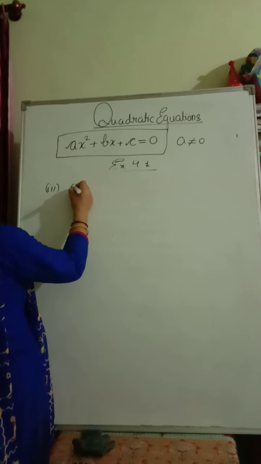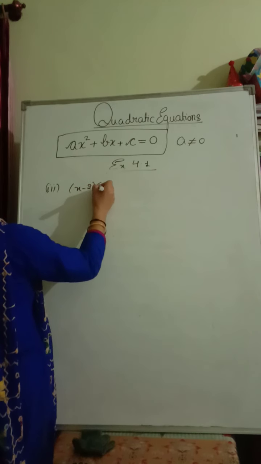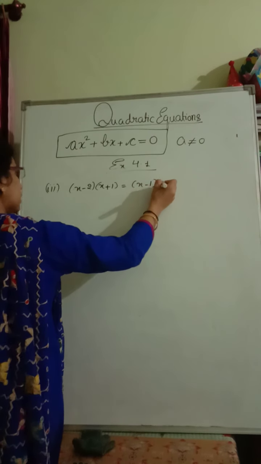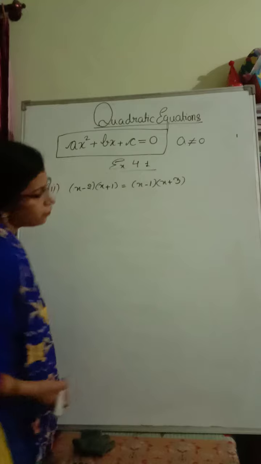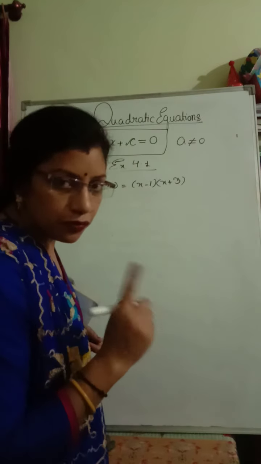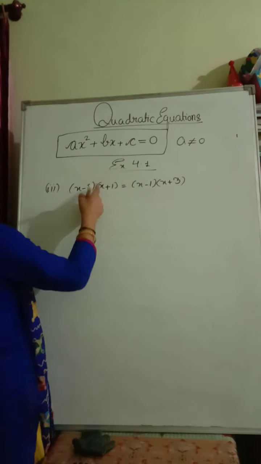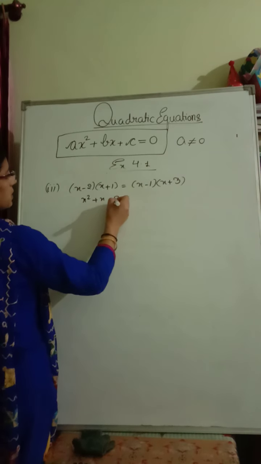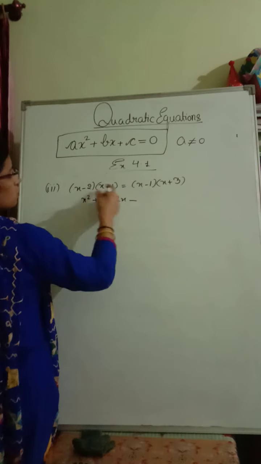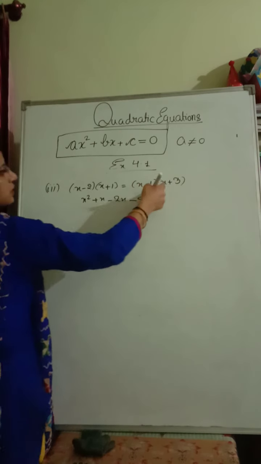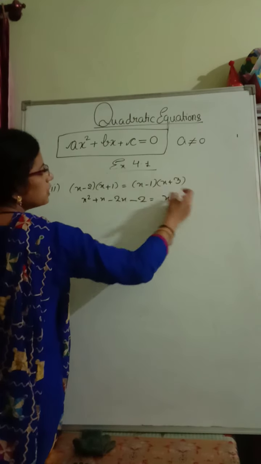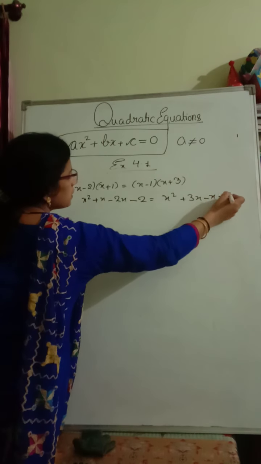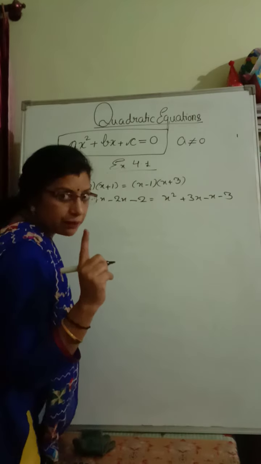Third part. x minus 2 into x plus 1 equals to x minus 1 into x plus 3. So what you have to do? You have to solve it. You have to multiply it inside. x into x, x square plus x minus 2x minus 2 equals to x into x, x square plus 3x minus x minus 3. Hope you know how to multiply it.